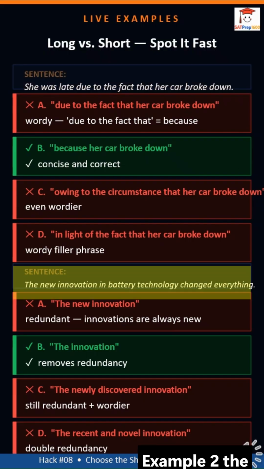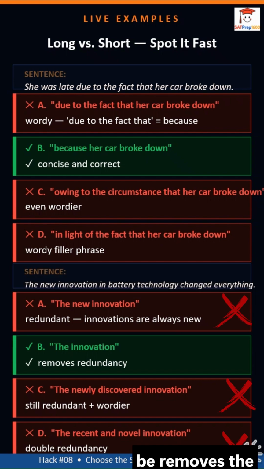Example 2. The new innovation in battery technology changed everything. Choices. A, the new innovation. B, the innovation. C, the newly discovered innovation. D, the recent and novel innovation. Spot the redundancy. Innovation is always new. New innovation repeats itself. Only B removes the redundancy. Answer B. Same process both times. Length first, wordiness second, meaning check third.